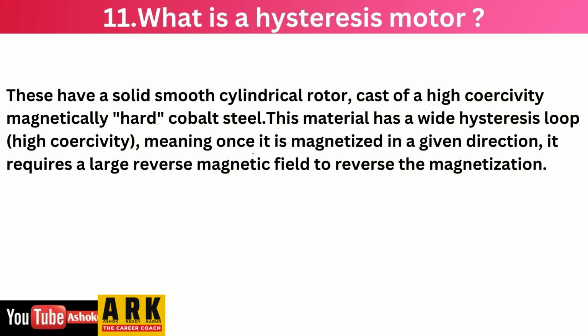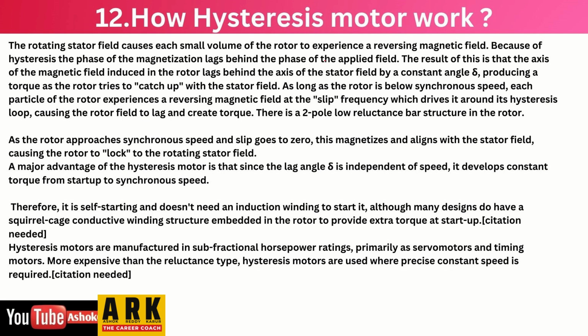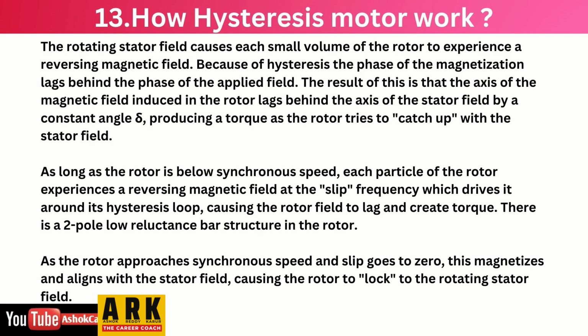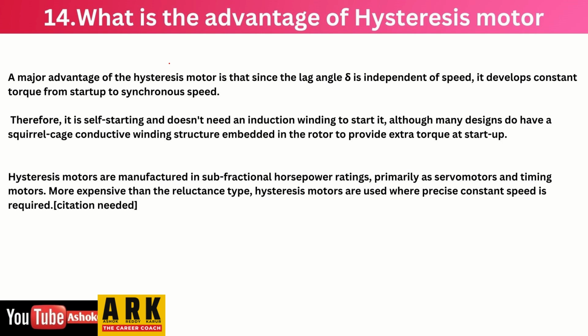This is also the same as I told you, we no need to make an external DC current. Here again it is used with cobalt steel. The material has a wide hysteresis loop, high coercivity. So this is also the same. You can explain how the hysteresis motor works. I can explain before also, but in the exams you need to write all those things. For understanding, as I told you before, it doesn't need an excited DC current. So these are the advantages of these motors.